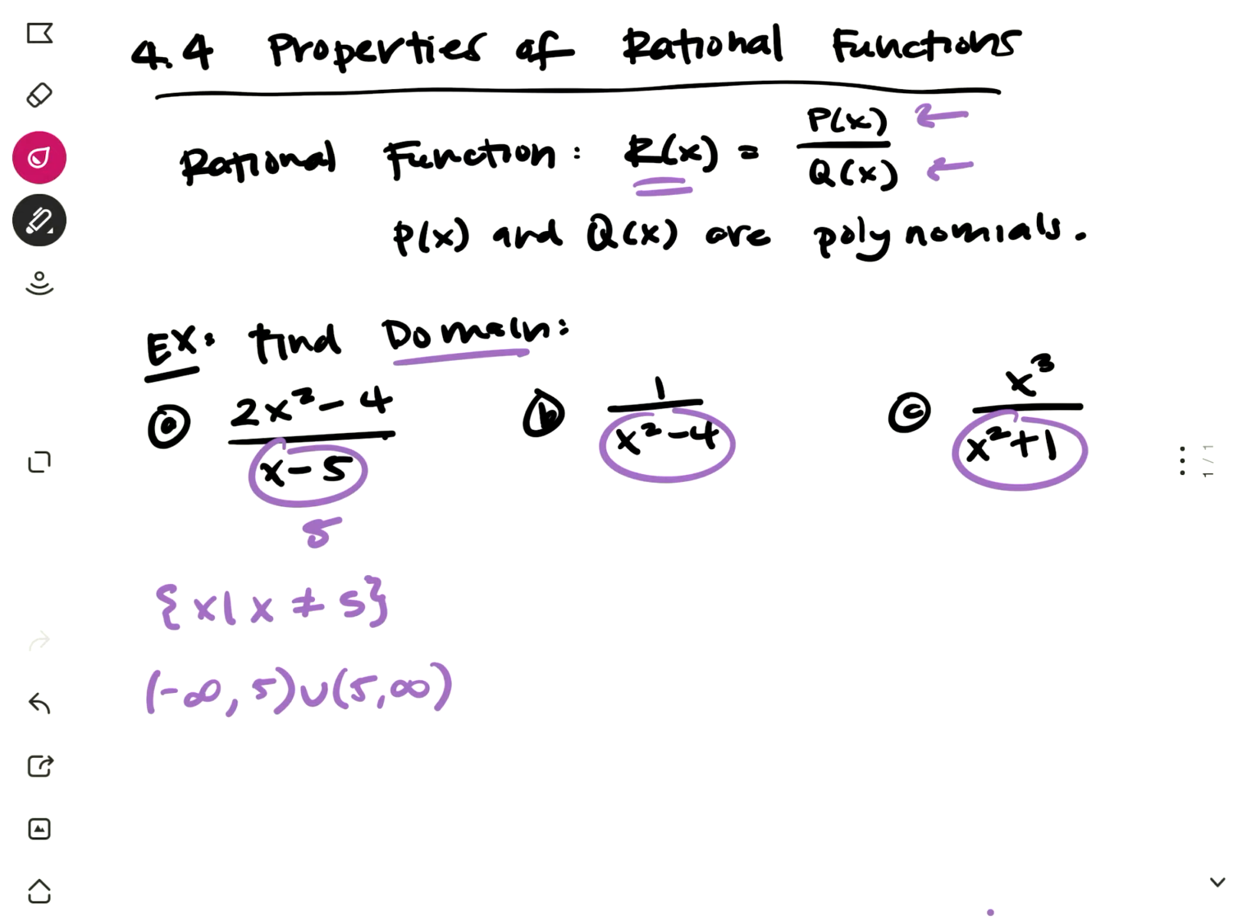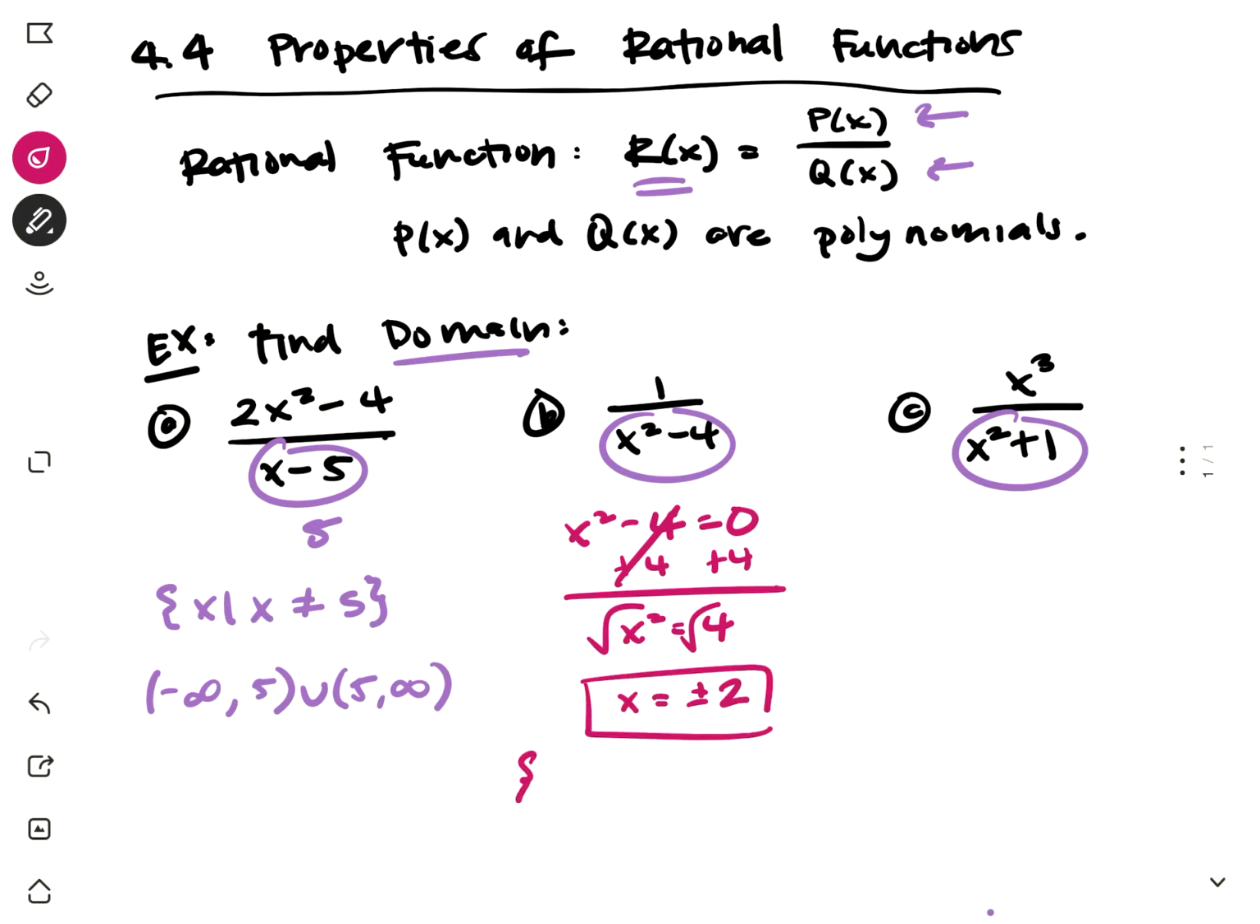Okay, if we look at the second one, it's a little bit more complex because we have that squared. But what we can do is take x squared minus 4 and set it equal to 0 so we can find our domain restrictions. So for this one, we're going to add 4 to both sides. x squared equals 4. And then when we square root, we get x is equal to positive and negative square root of 4, which is 2.